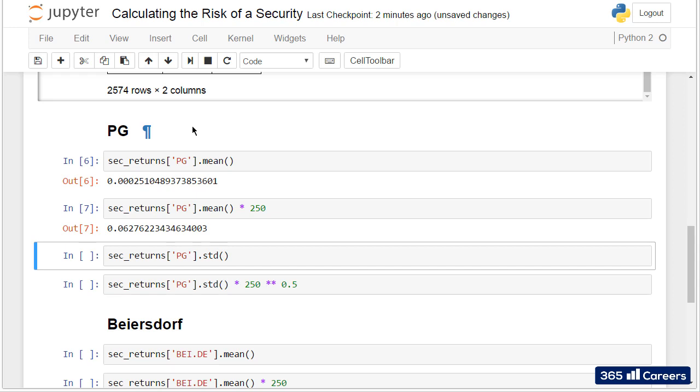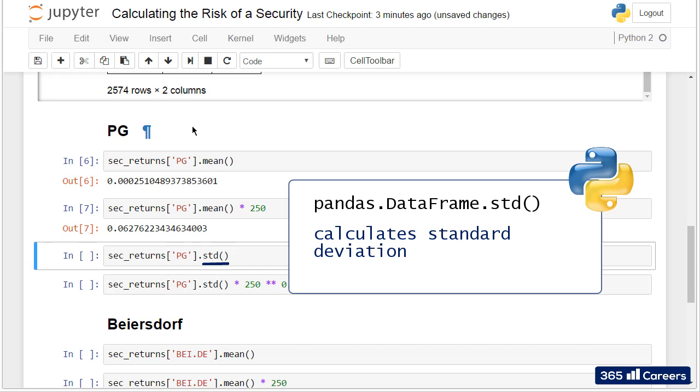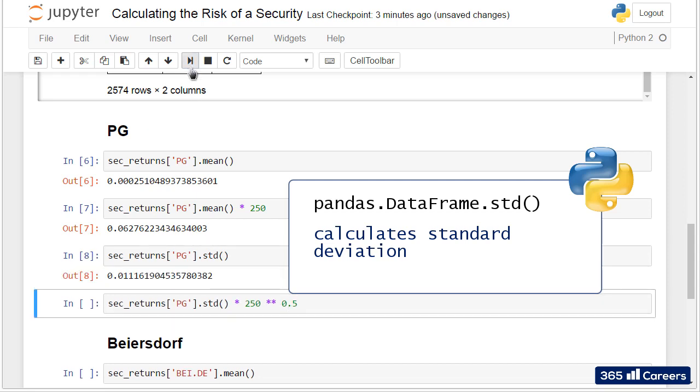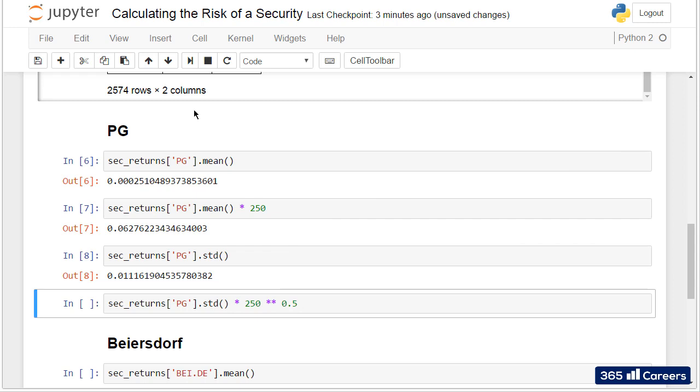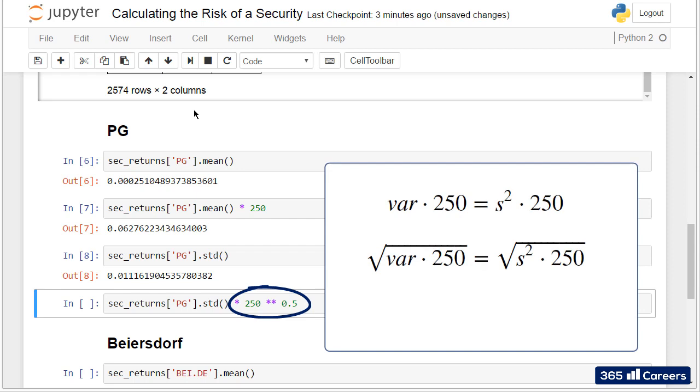The same Pythonic logic must be applied to the calculation of the volatility of this company's stock. The method we will need is called std, an acronym for standard deviation. To annualize this figure, besides multiplying it by 250, don't forget to raise to the power of 0.5. You will take the square root of 250, and you should not forget to do this, because the standard deviation is, per se, the square root of the variance.